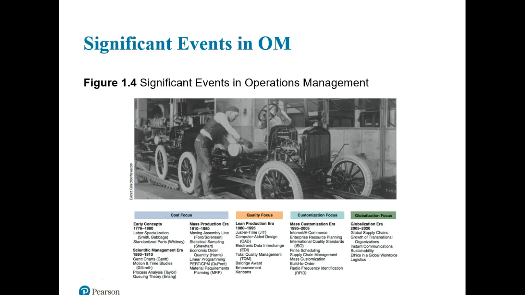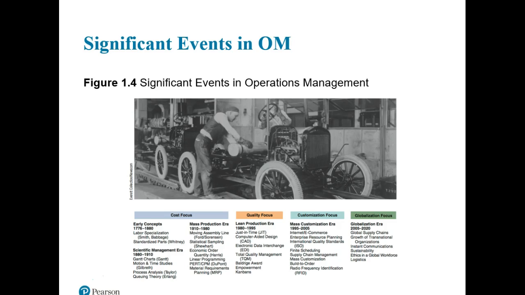Moving forward in time, there was a transition to a focus on quality, where you had the lean production era from 1980 to 1995, and that introduced concepts such as just-in-time, computer-aided design, and electronic data interchange, also known as EDI. And you have the Total Quality Management, or TQM, movement, as well as the Baldrige Award, empowerment, and keiretsu.